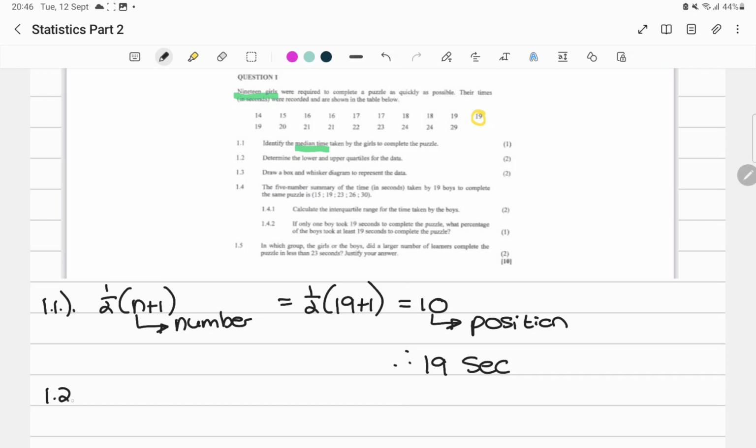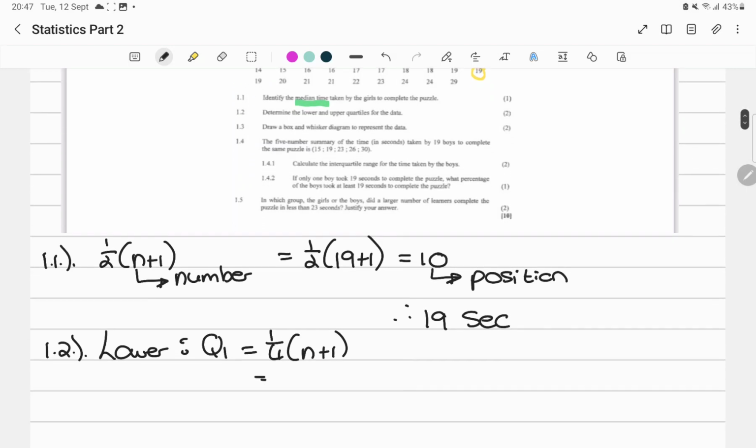At question 1.2, they say determine the lower and upper quartile for the data. So your lower quartile is your first quarter, so we also call it our Q1. And the formula to calculate Q1 is a quarter of n plus 1. Now remember what we said, n is the amount of people taking place or the number.